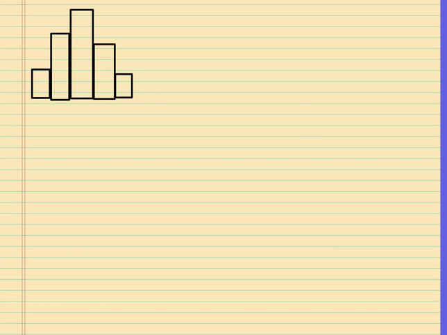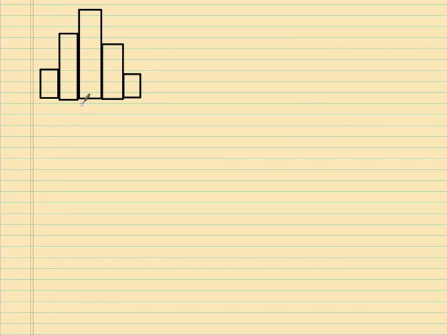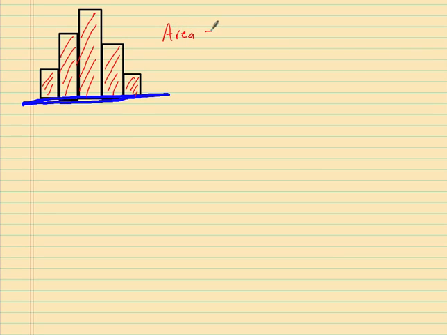Okay, so if you look, this histogram is fairly symmetric. And let's ask a question. What's the area of everything under this curve? What's the area of all of these rectangles? Now we know from earlier work that this area equals 1.